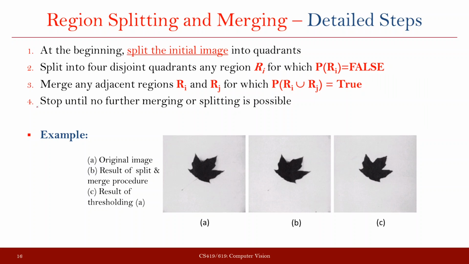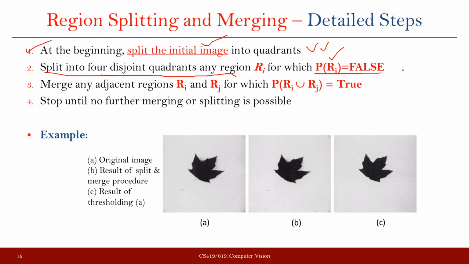So let's see the detailed steps. At the beginning, we have to split the initial image into quadrants, as we saw in the previous slide, and we keep doing this process till we get a quadrant where all the pixels have similar characteristics. Here the region is split into 4 disjoint quadrants, and Ri is a region for which we have done this. If we analyze the property of Ri, we will find that this property will be false, and since this property is false, that is why we are doing the splitting, right?